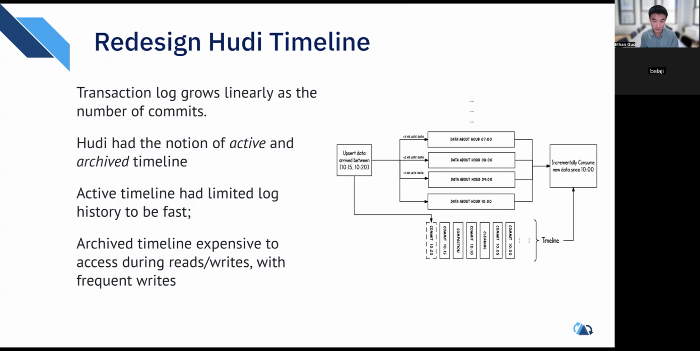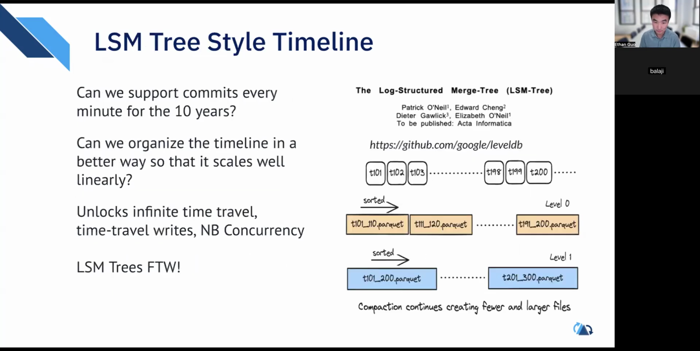Typically, the transaction log grows linearly with the number of commits. At times, we need to walk back and look into the archive timeline for a long history, for time travel or understanding the history of the table. However, compared to the active timeline, which is easy and fast to access, the archive timeline is expensive to access in reads and writes based on the current design. To address that challenge, we resorted to LSM trees.